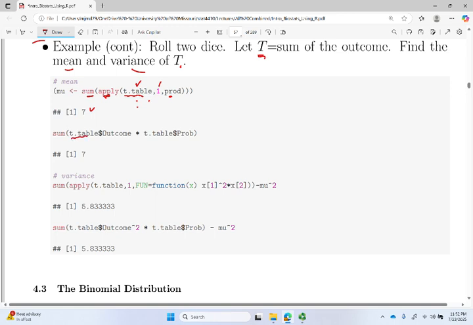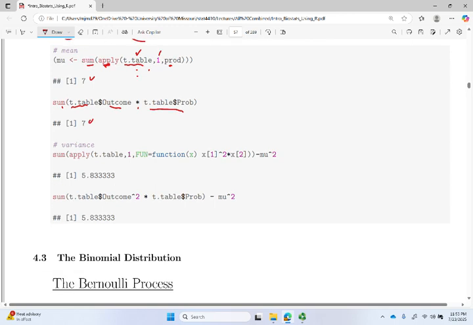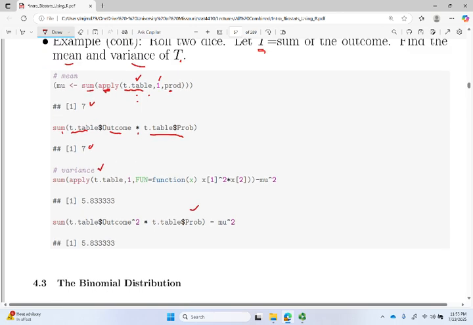You could also do it like this. In the table there's an outcome, so that's the values 2 through 12, and then there's a probability associated with each outcome. Remember, those are vectors of the same length, and when we multiply them together, that's Hadamard's product. So you multiply component-wise. So there's a vector now of outcome times probability, and we need to sum it, and we get the same thing.